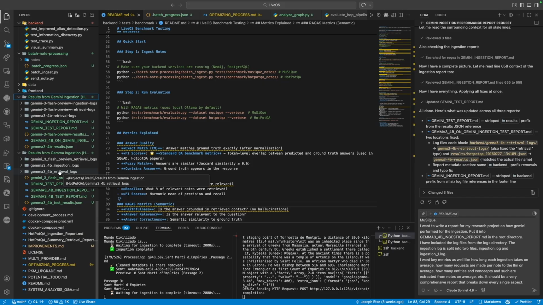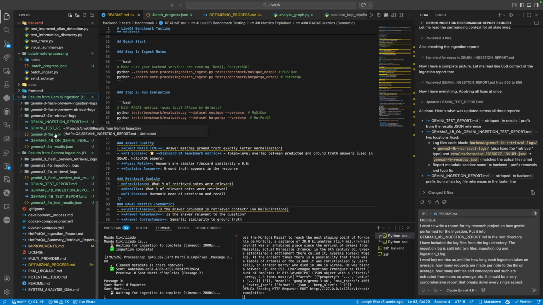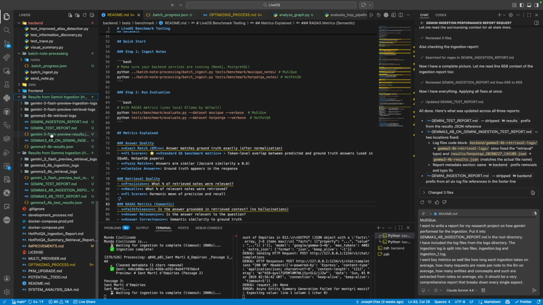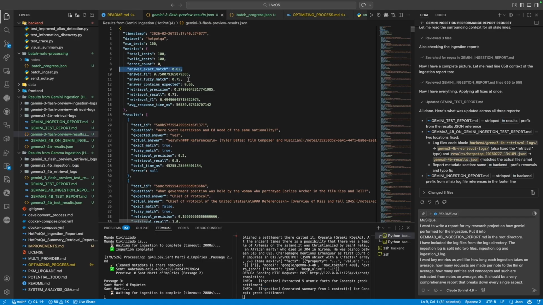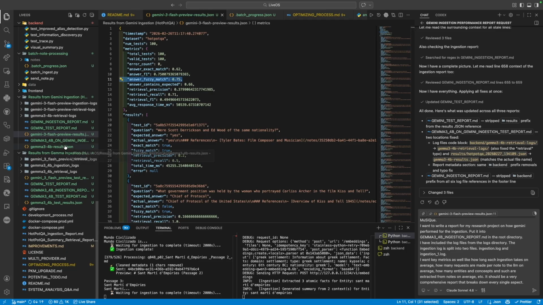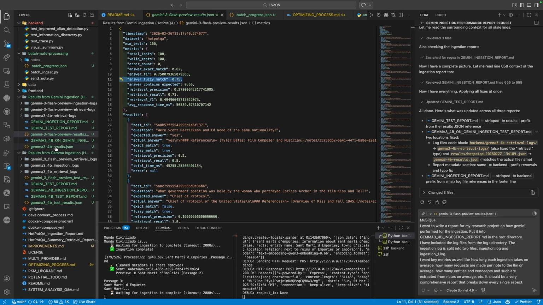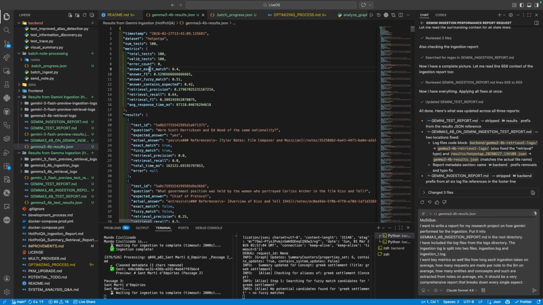So over here we have the Gemini ingestion. I tested it with both Gemini and Gemma. For the Gemini ingestion, when I tested it with Gemini again, the result was exact match 62%, fuzzy match 75%. We are just looking at these two metrics for now. Then when I tested the Gemini ingested notes with Gemma, this time the results were exact match 40% and fuzzy match 51%.